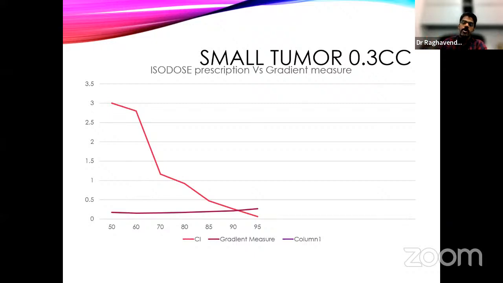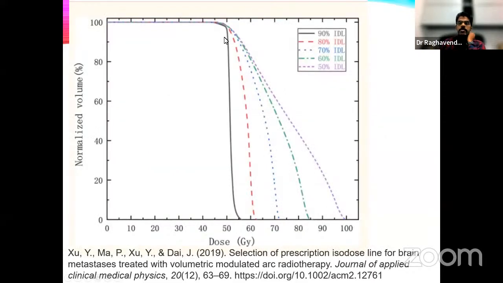Same thing if you repeat the same exercise for a small tumor, like the trigeminal case where the tumor size is less than 0.3 cc. If you see in this example, the gradient measure increases sharply at about 80, 85, 90. The increase is also very high. So in this situation, about 1 here and about 70 to 80, we try to prescribe in the linear accelerator. This is how you can select the prescription line, because when you prescribe 90% versus 80%, 70%, 60%, you are also increasing the dose inhomogeneity inside.